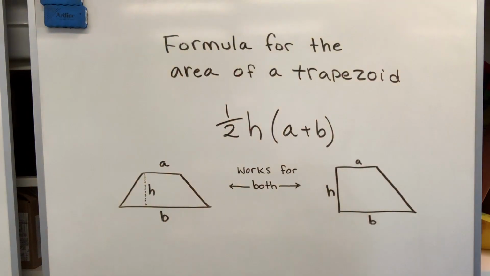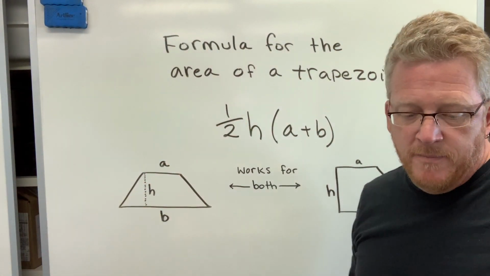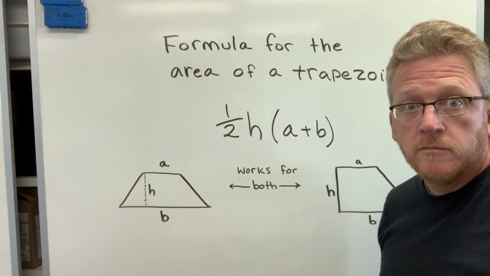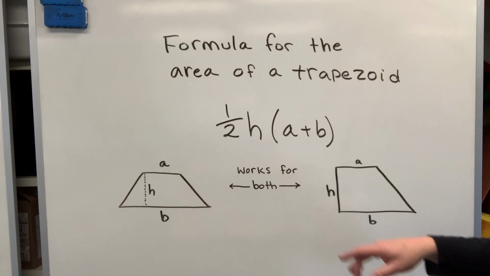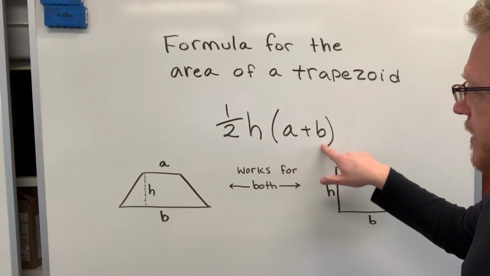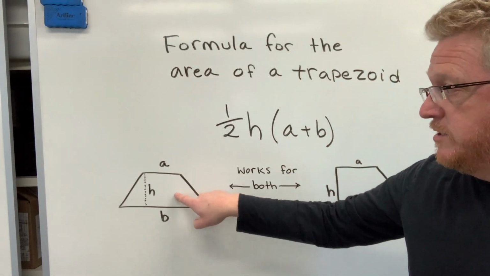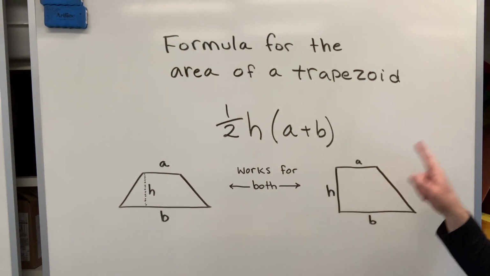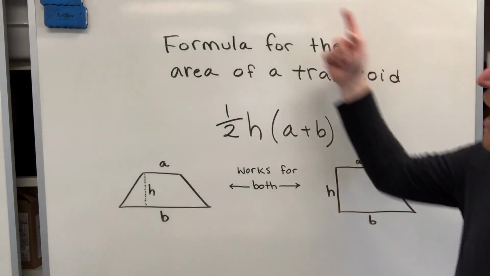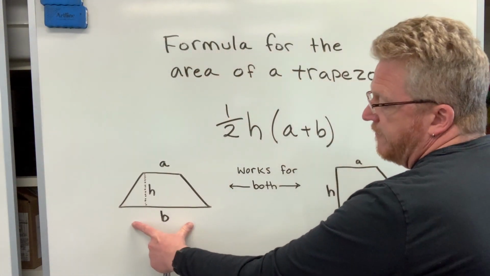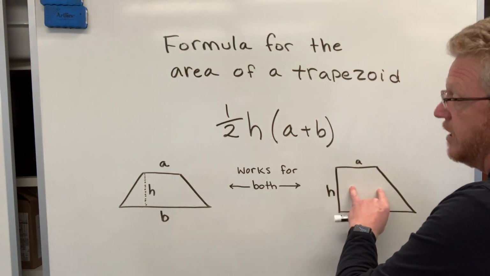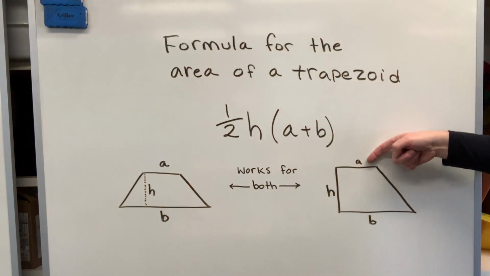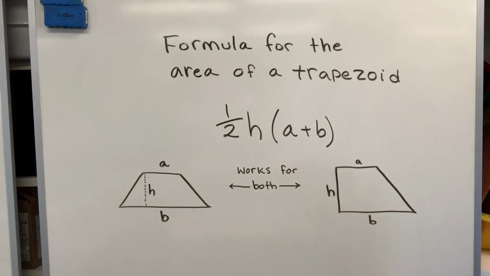All right, and I'm not going to measure this. I've got some numbers we're going to throw into the formula for that. But I want you to remember that 1/2 height times A plus B works for this shaped trapezoid, and it also works for this shape of trapezoid. So I'm going to give you a moment to copy all of this down, including the diagram of this trapezoid and the diagram of this trapezoid, noting where A is, where B is, where your height is. A, B, height.